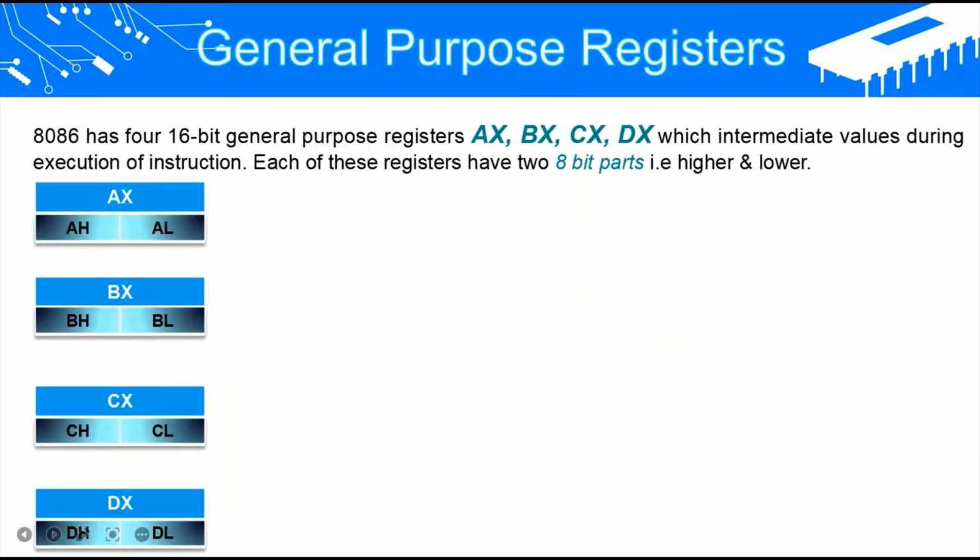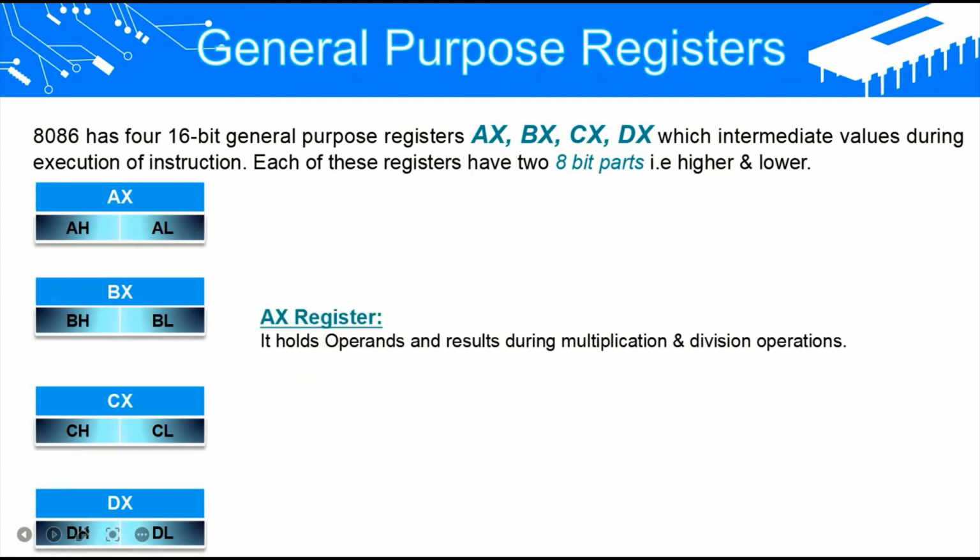Now we will discuss the general purpose registers of the 8086 microprocessor. There are four 16-bit general purpose registers named AX, BX, CX and DX. AX is the accumulator register, BX is the base register, CX is the counter register and DX is the data register, which hold intermediate values during the execution of instructions. Each of these 16-bit registers is further subdivided into two 8-bit parts, the higher and lower part.